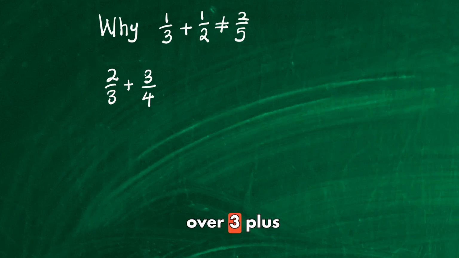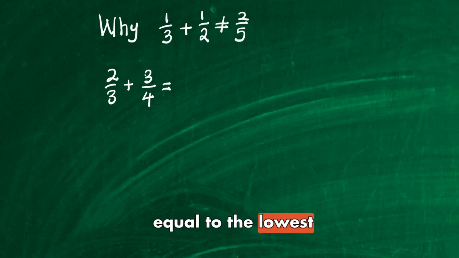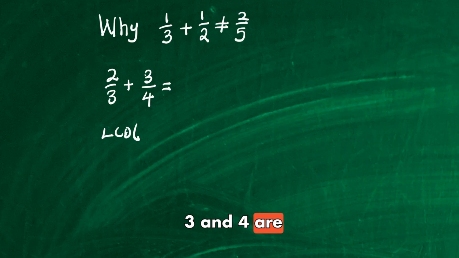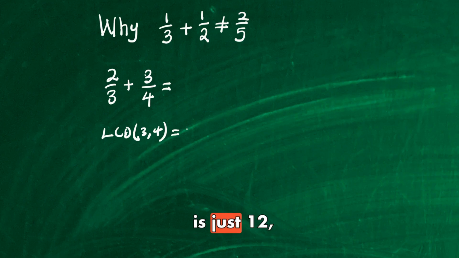I have 2 over 3 plus 3 over 4. So let us make 2 over 3 as a fraction with the denominator which is equal to the lowest common denominator. 3 and 4 are not the same, so we take their product. So the lowest common denominator of 3 and 4 is just 12.